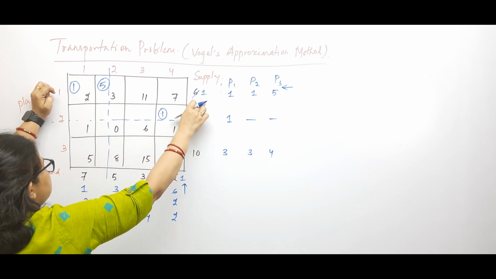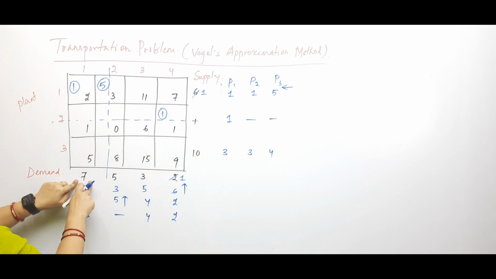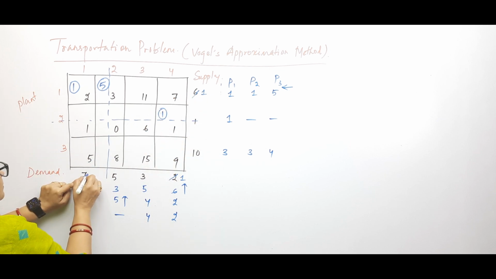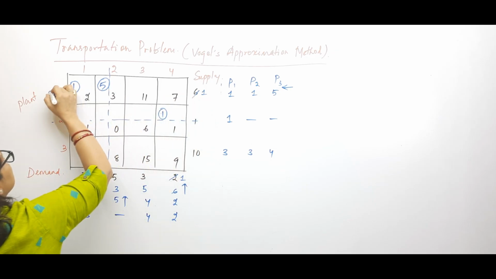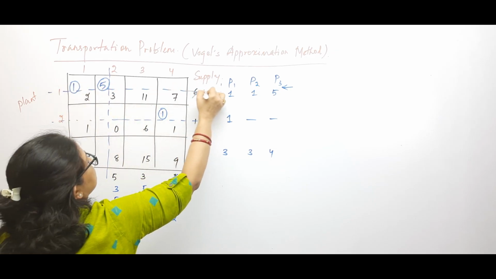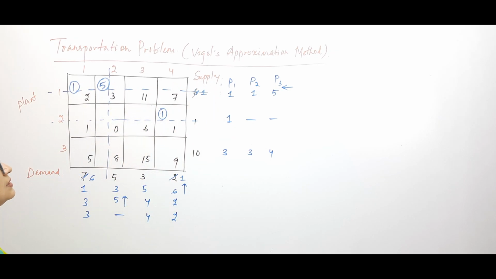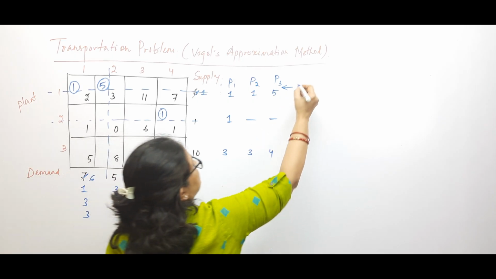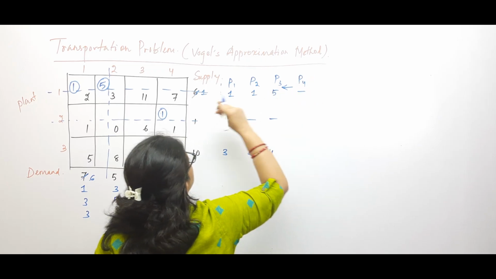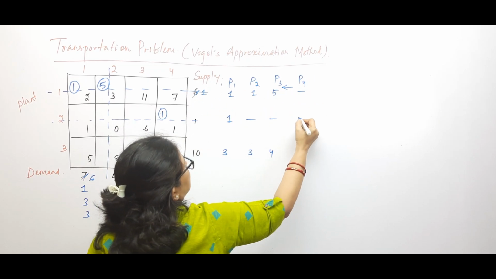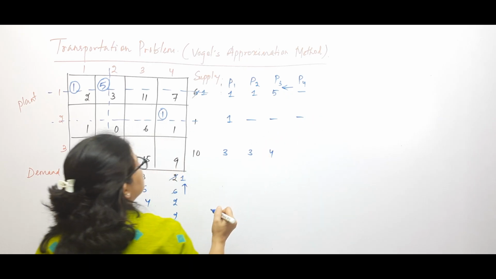Because supply is 1 and demand is 7. So this becomes 6 now. And this row done, cancel. Because it is already allocated. Now we need to calculate the P4. There is no calculation here because it is done. Allocation done. Here also done.